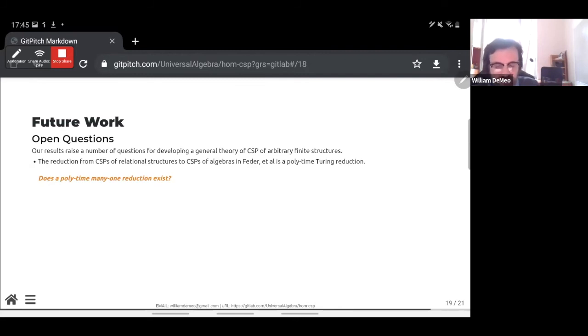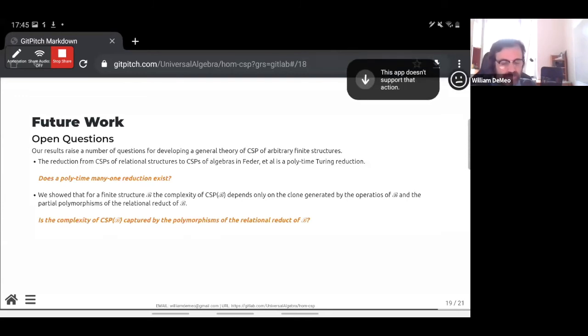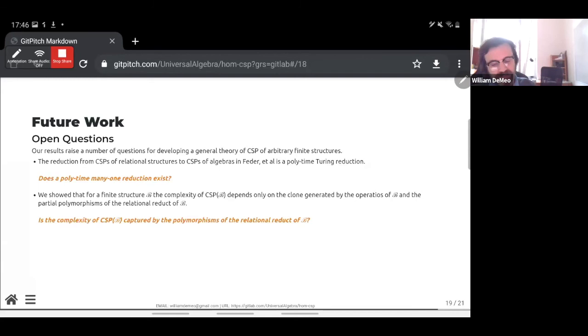And so this raised a number of questions for developing a general theory of CSP of arbitrary finite structures, not just relational structures. The reduction from CSPs of relational structures to CSP of algebras in Feder and Madeline and Stewart is a polynomial time Turing reduction. And we'd like to know, can we get a polytime many-one reduction instead of just this Turing reduction? That's the first question. Another question is that we showed for a finite structure B, the complexity of CSP of B depends only on the clone generated by the operations of B and partial polymorphisms of the relational reduct of B. And maybe the complexity of CSP of B is captured by the polymorphisms of the relational reduct of B. That's something that is unclear at this point.